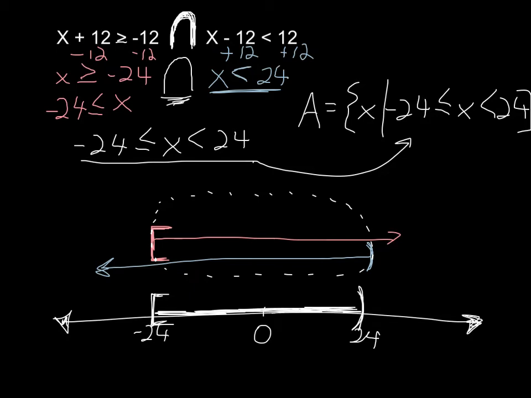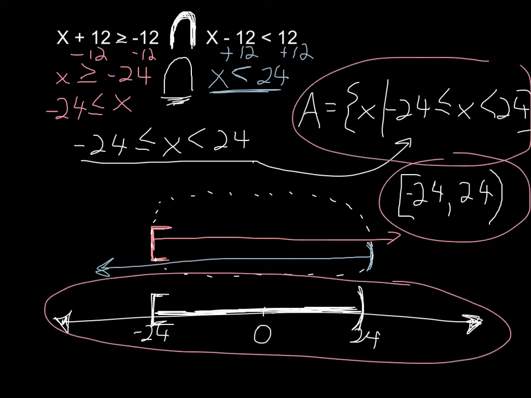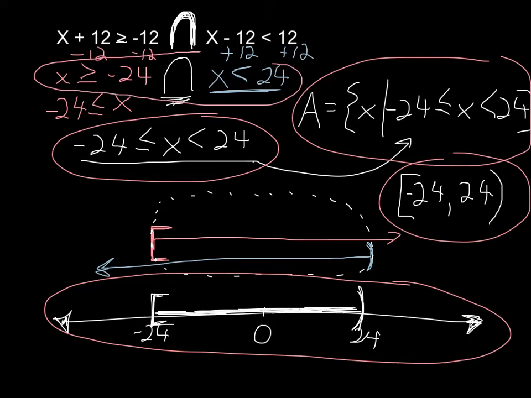How do we convert this to interval notation? We take the square bracket from the left. The smallest value is negative 24. The biggest value is 24. And we use a round paren on that side. Now we have number line, interval notation, set notation, compound inequality, and a simplified intersection.